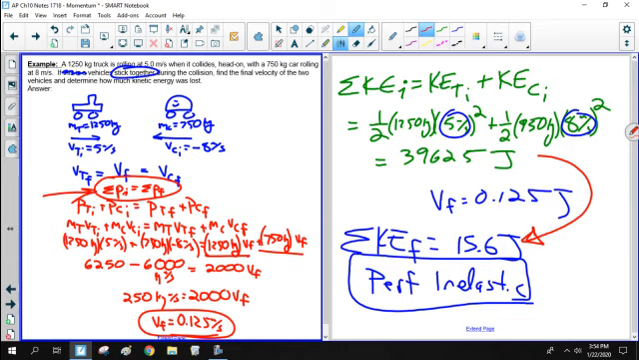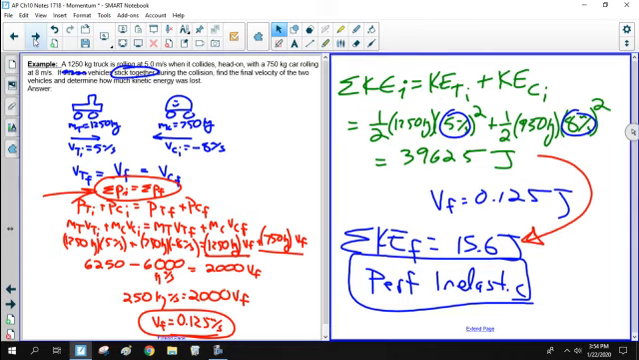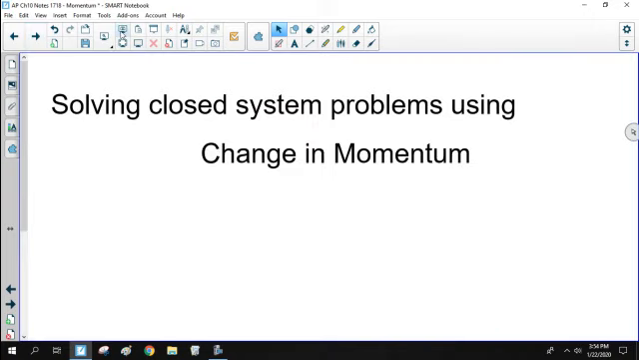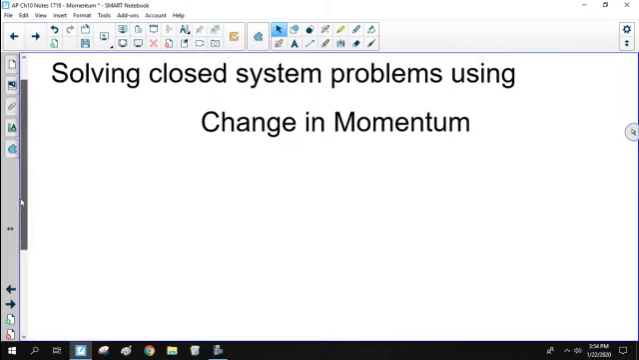All right, so that is one type of problem. Notice we solved that by saying that our total momentum did not change. All right, now there is another way we can go about solving these problems. All right, and the other way to do it is by looking at the change in momentum. All right, so check it out.